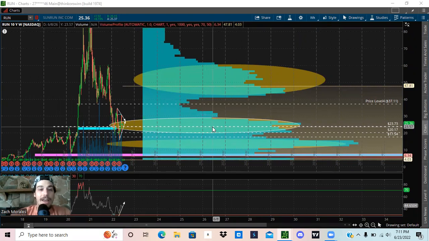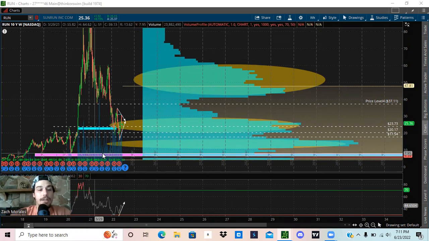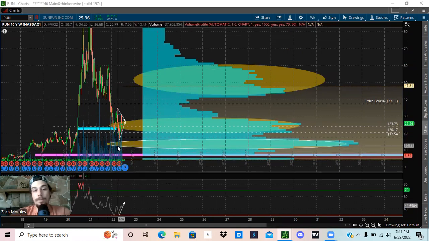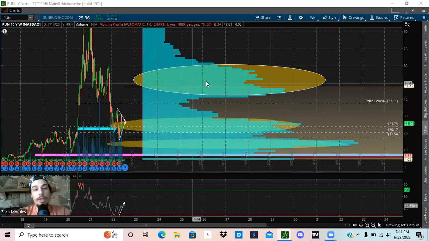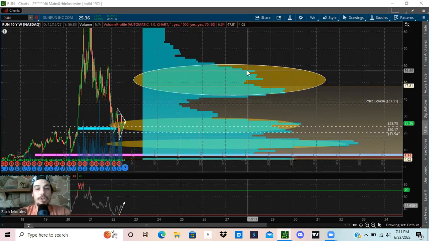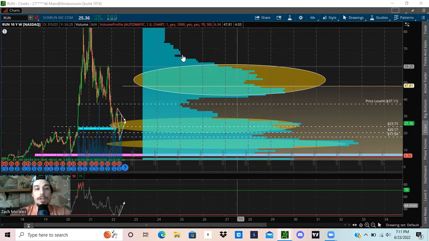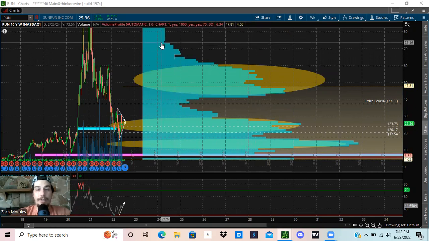We're going to take a look at volume by price versus volume by time. These blue lines on the chart here are volume by time. But we're using the volume profile right now, and we can really see the volume by price a lot better. At $56, you can see the volume is much higher than the volume at $73.